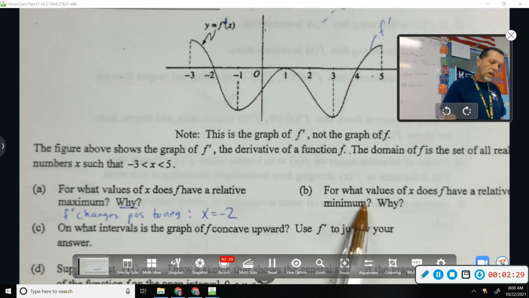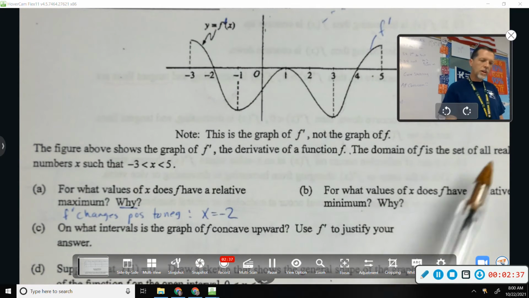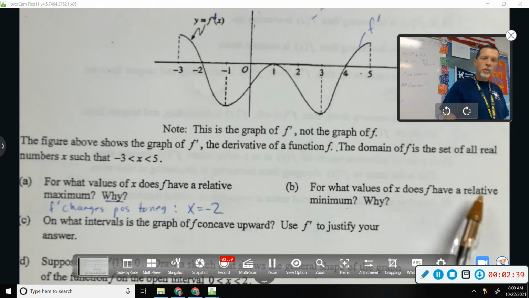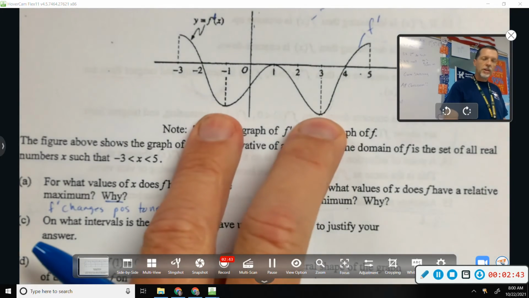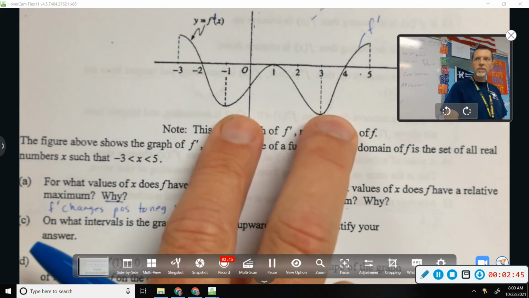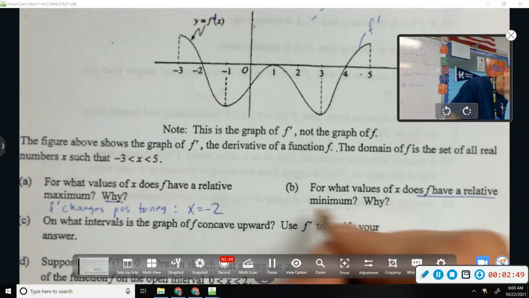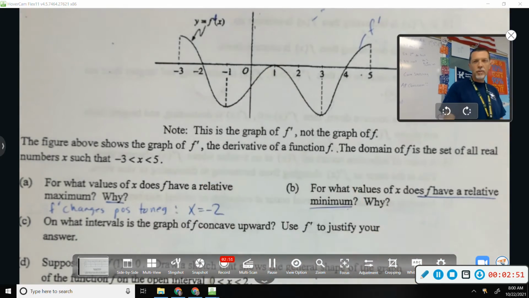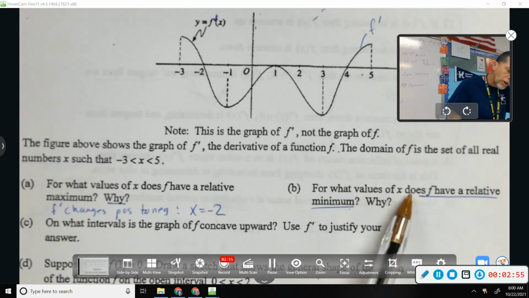Part B. For what values of x does f have a relative minimum and why? Well, again, don't look at the picture first because the picture is confusing. Because here's what your brain does. Your brain reads relative minimum. You look at the picture and you're like, oh, look, I know what a relative minimum looks like. It's those 2 points. But this is where does f have a relative minimum, and this is the graph of f prime. So cover up the graph, answer the question why first, and then use the graph.